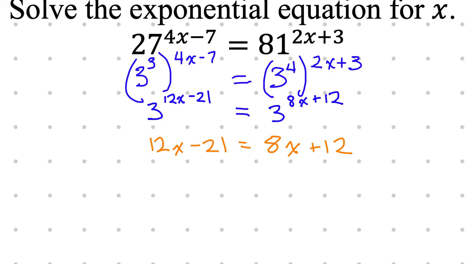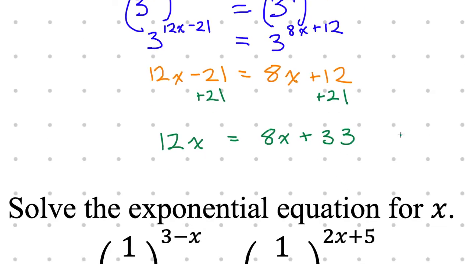Quiet raised hand to walk us through the rest of this entire problem. Ellery? So you would first add 21 on both sides. So you're going to have 12x is equal to 8x plus 33. Okay. Then you'll subtract. Do you want me to keep going? Keep going, yes, please. Great.